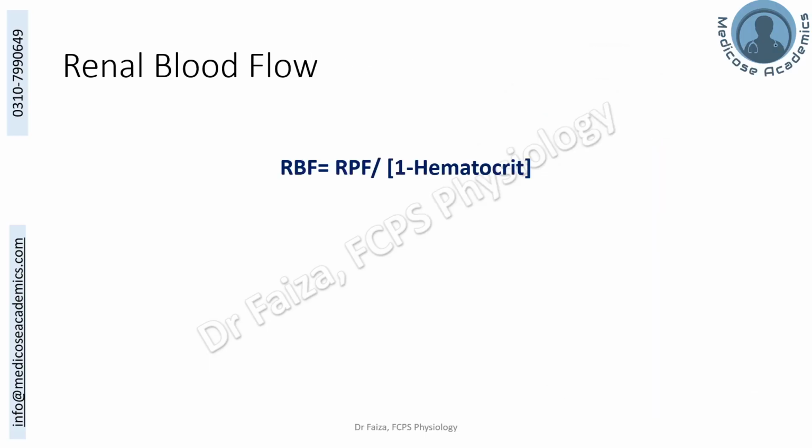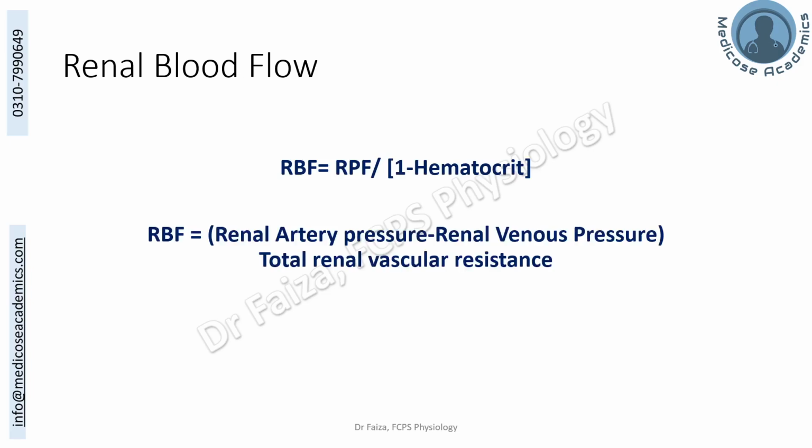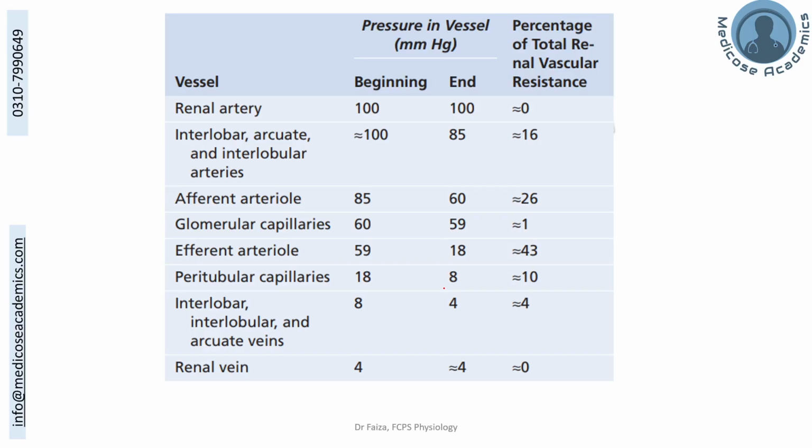Renal blood flow we can calculate from the renal plasma flow by dividing it by 1 minus hematocrit. Renal blood flow, like that of any other organ system, is governed by the pressure difference, delta P, that is the difference between its arterial and venous pressure, divided by the total renal vascular resistance.